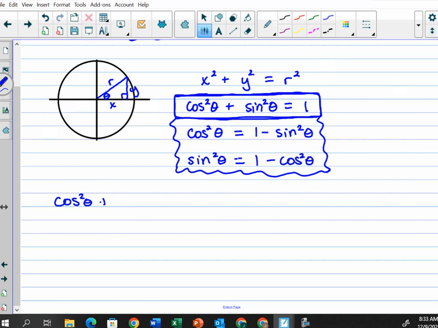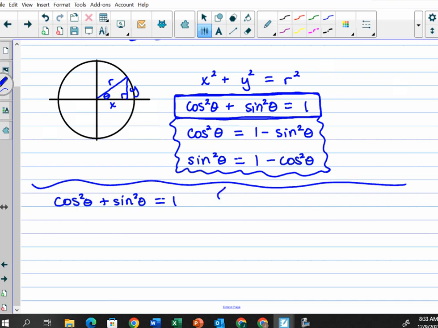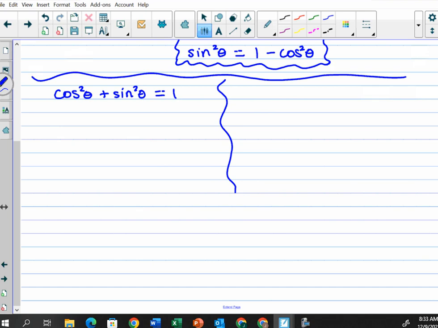So cosine squared theta plus sine squared theta equals 1. Okay. I'm going to manipulate this by dividing everything by cosine squared. I'm not changing the value because I'm dividing everything by that, but I'm going to take each term and divide it by cosine squared.